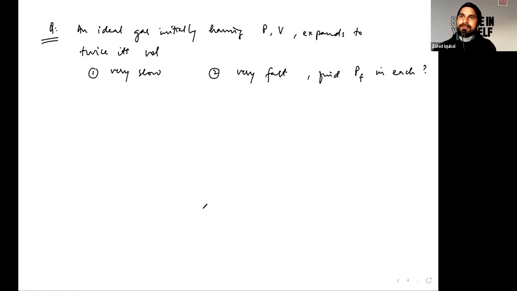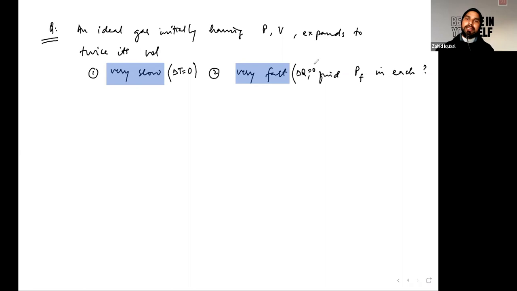Let me show how to solve this part. In this question, we have two different processes. One is a process which is very slow, and the next is very fast. If a process is changing at a very slow rate, it will be termed a quasi-static process, and this will be isothermal in nature, that is, delta T equals zero. But if a process is very fast, then it will be adiabatic. So we may write P1 or initial pressure, we have P, V1 initial volume, we have V. P2 we have to calculate, V2 is 2 times V.